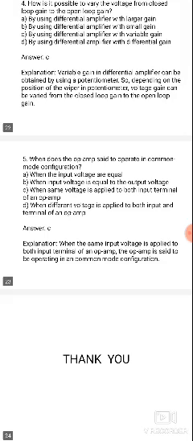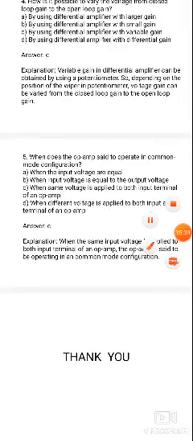Next, last question: when is the op-amp said to operate in a common mode configuration? Option A: when the two input voltages are equal. B: when the two input voltages are equal to the output voltage. C: when the same voltage is applied to both input terminals of the op-amp. And the last one: when different input voltages are applied to both input terminals of the op-amp.